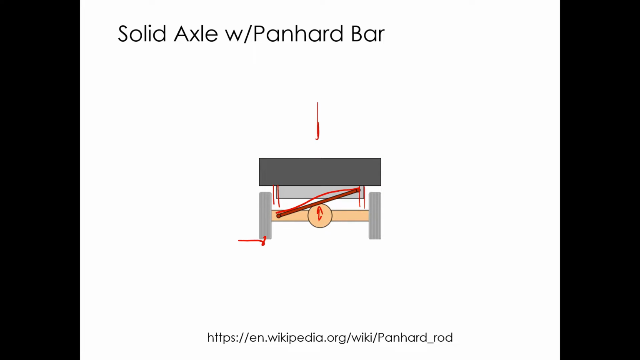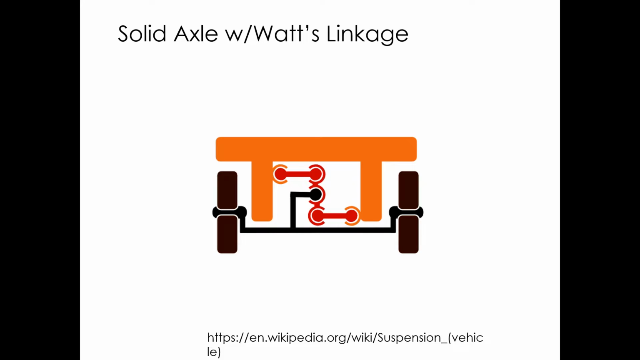The Watt linkage is just an improved Panhard bar. The instant center for the Panhard bar is going to be its attachment point to the chassis. This will swing in a circular arc here. So as the axle bumps up and down, it will move left and right a little bit. With the Watt linkage, as the axle bumps up and down, this is a near straight line mechanism.